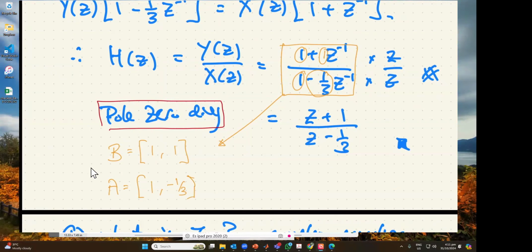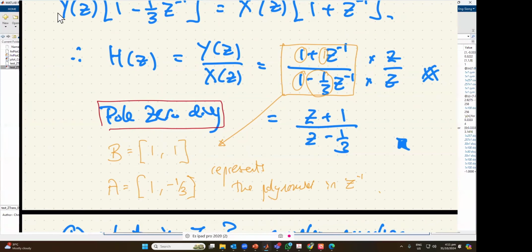So with these two vectors, I have represented H of z. It represents the polynomials in z to the power minus 1. Okay, come, let's.